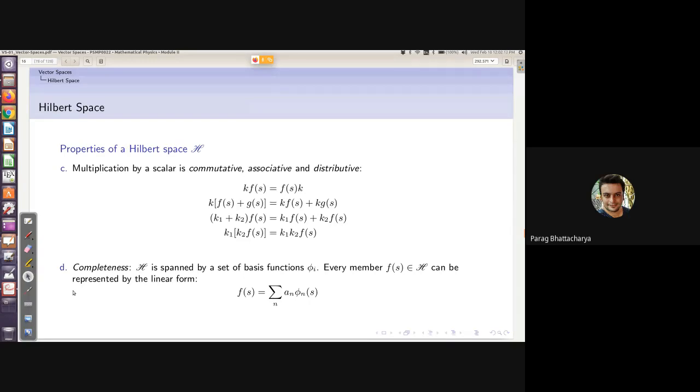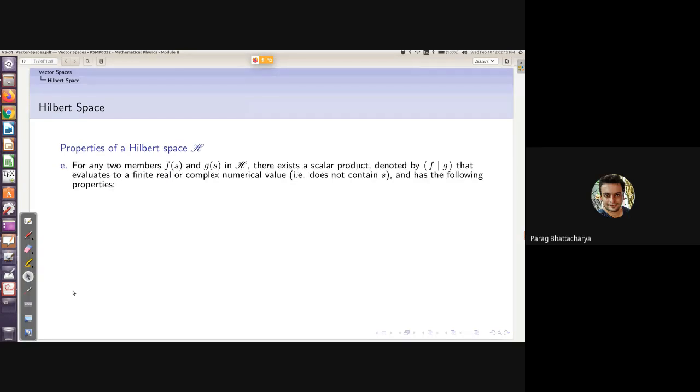Okay, so then what do we have next? Suppose any two members of the Hilbert space, F and G. One of the things about Hilbert spaces is that the scalar product is defined. That means there exists a scalar product between F and G, and it evaluates to a finite real or complex numerical value. When I say numerical value, it means it will be independent of S, where S is the variable.